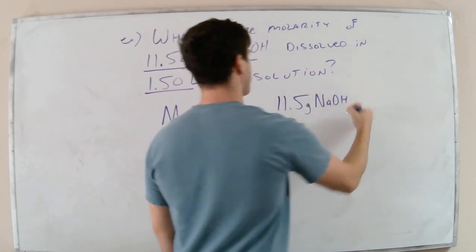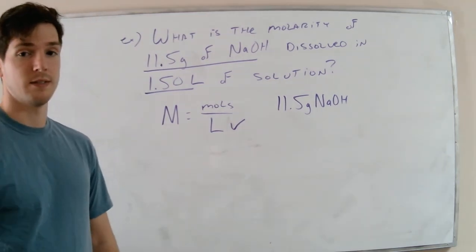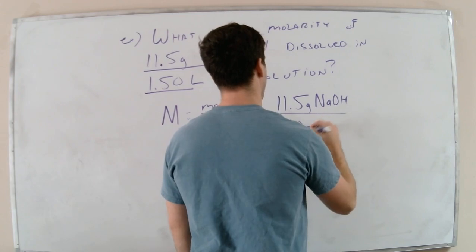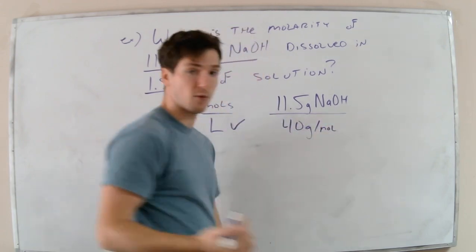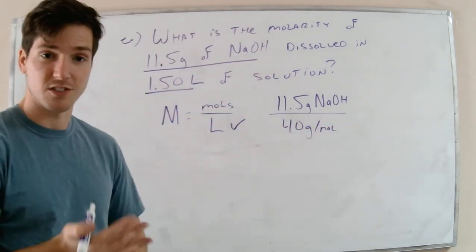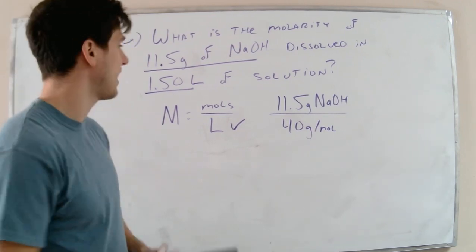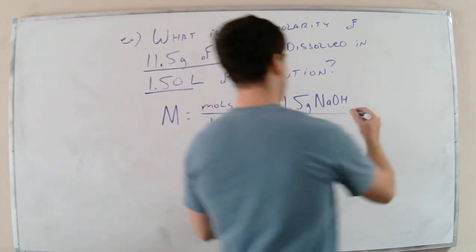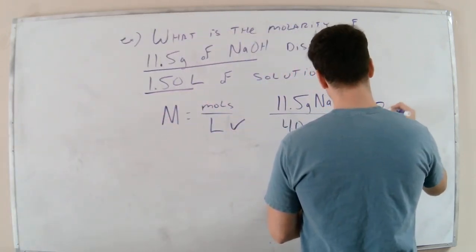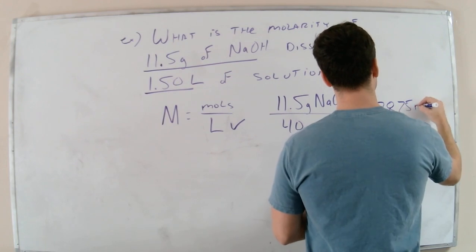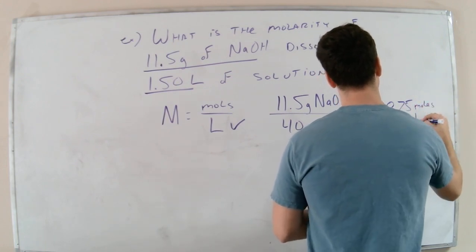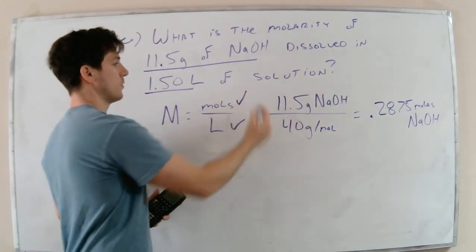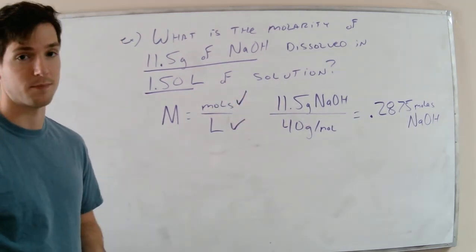And if you remember, to get from grams to moles, we divide by molar mass. So we're going to divide by the molar mass of NaOH, which is 40 grams per mole. Na is 23, oxygen is 16, hydrogen is 1, and we'll get some moles of NaOH there, which is going to be 0.2875 moles of NaOH.